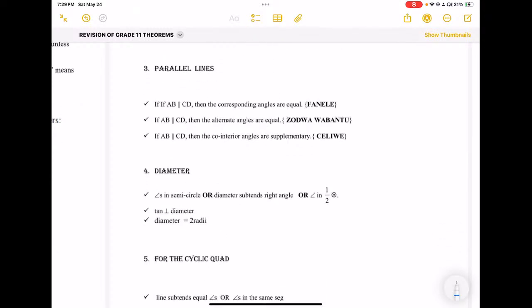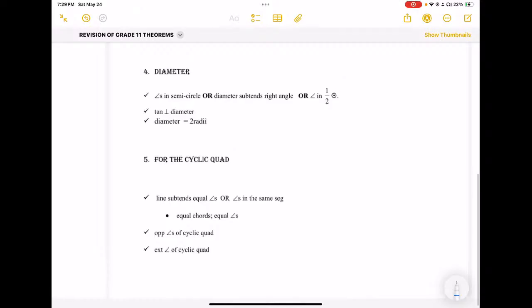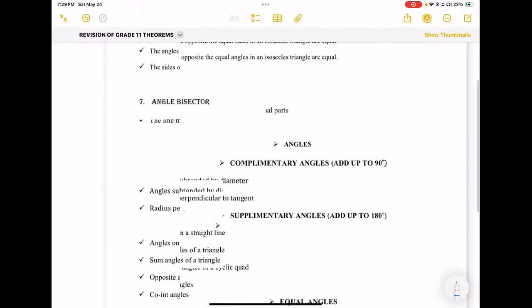And then, if they give you a diameter, you know that the angle subtended by a diameter is equal to 90 degrees, right? And then a diameter is perpendicular to the tangent, or the tangent is perpendicular to the radius or diameter, or we know that the diameter is 2 times the radius, right? So those are the things that you have to think of. And then if they give you a cyclic quadrilateral, you know their opposite angles, the exterior angle. That's what you have to think about, right?